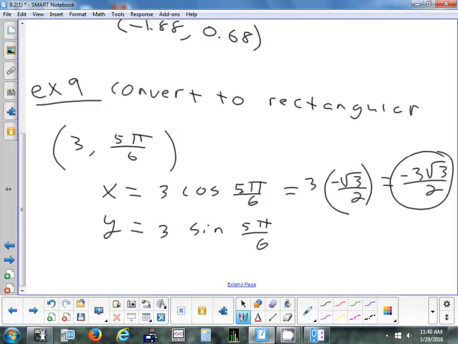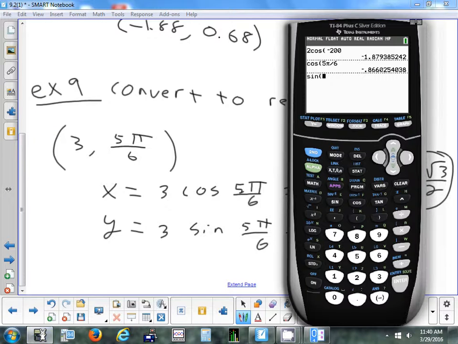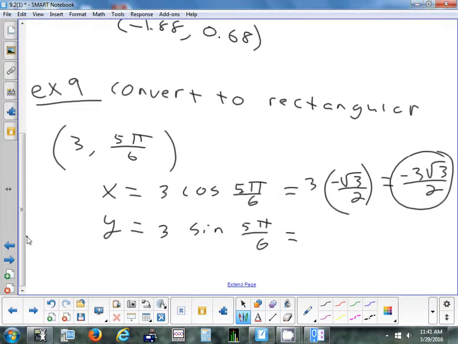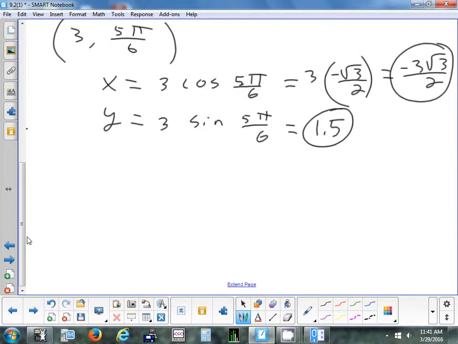If your angle is a multiple of 30 or 45, you do need to be able to do that. All right, sine of 5 pi over 6, that's going to come out nice. You won't need a square root to represent. Yeah, it's going to be a half. Change it to sine. Okay, 1/2 and then times 3. We get 1. Okay, so my coordinate would be negative 3 root 3 over 2, comma 1.